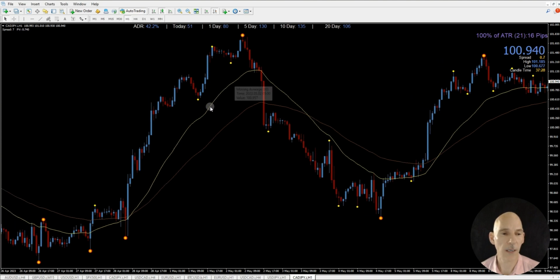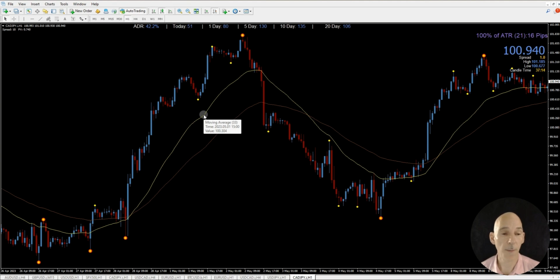Our yellow line here is the 33 EMA. Our saddle brown line is the 70 EMA. We are looking for a cross. After our cross, moving on the way up, we are looking to buy a retrace back to the 33 EMA.